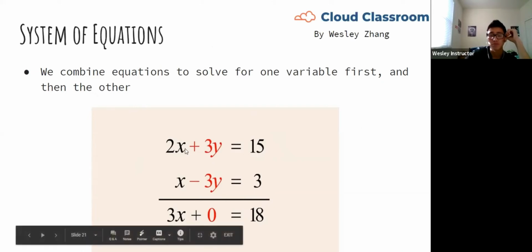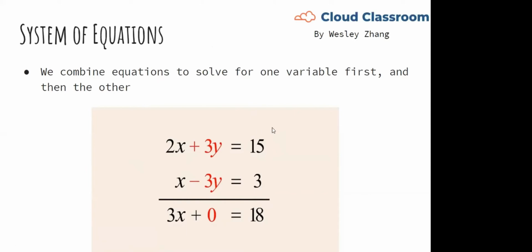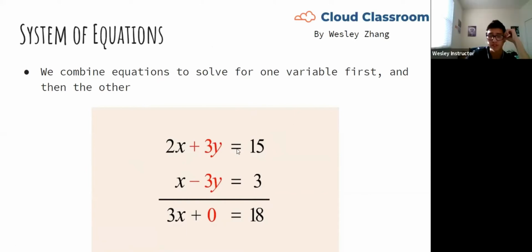Okay, so x = 6. So 2 times x, or 2 times 6, that's 12. And then we have 12 + 3y = 15. So we subtract 12 from each side. So 3y = 3, and then y = 1.